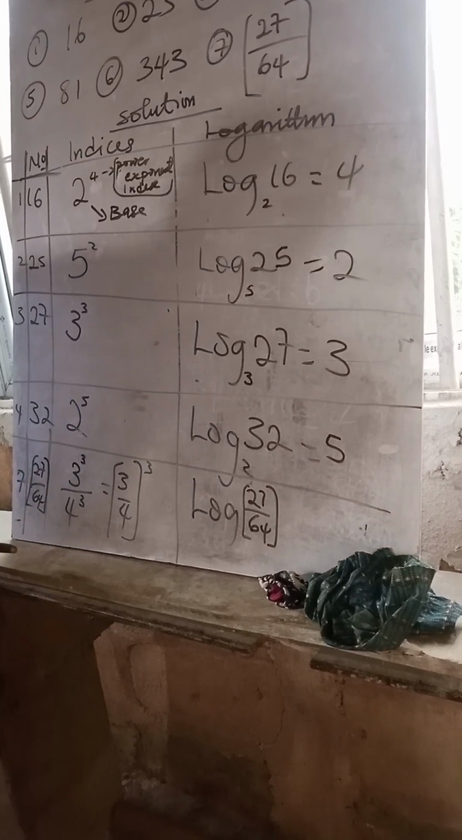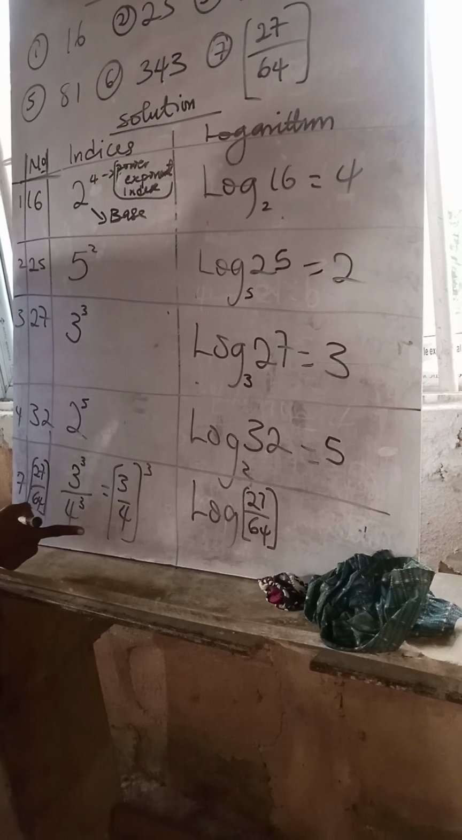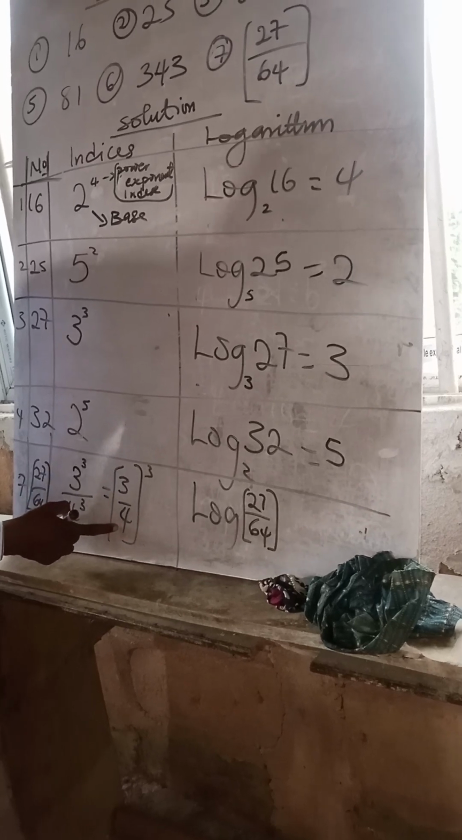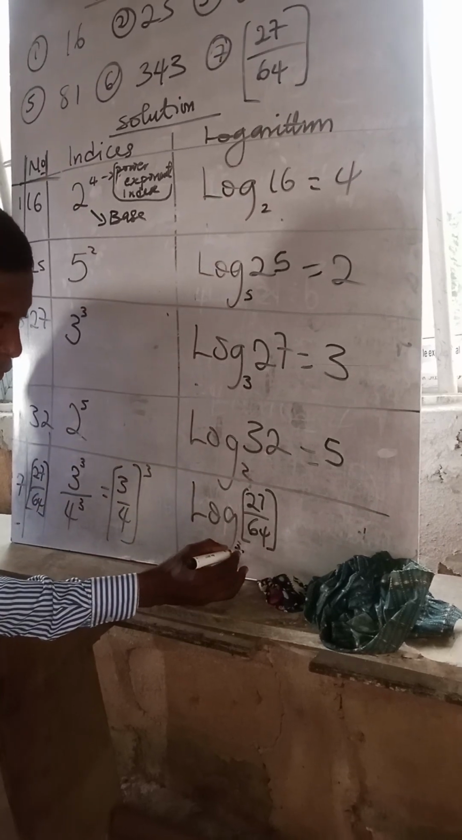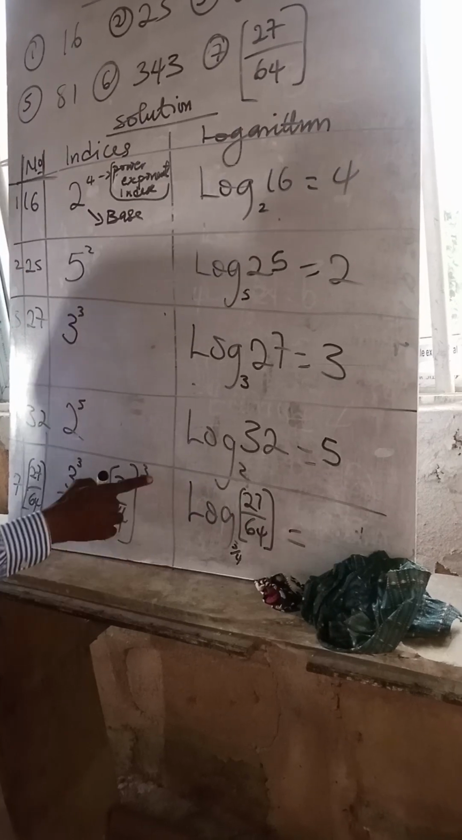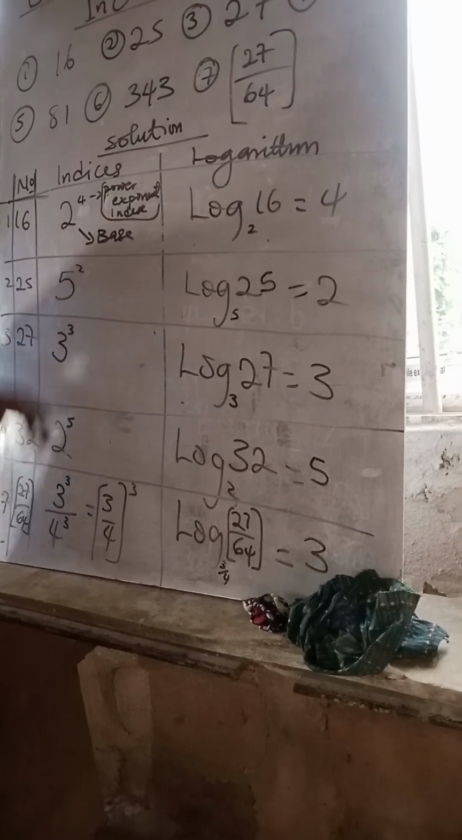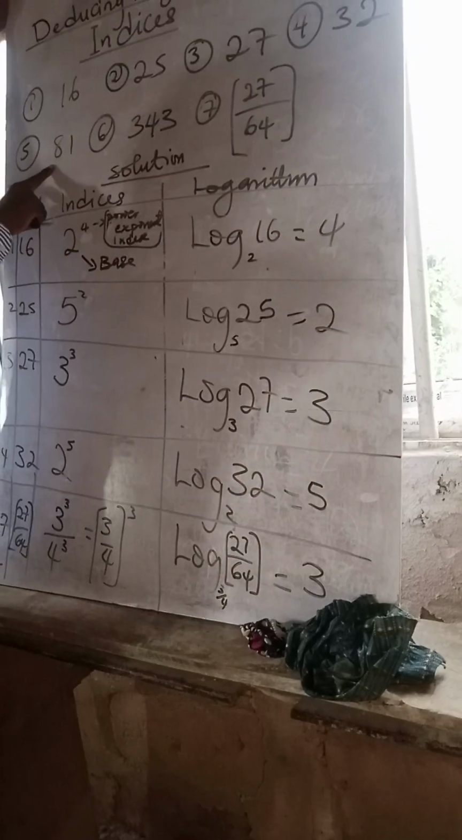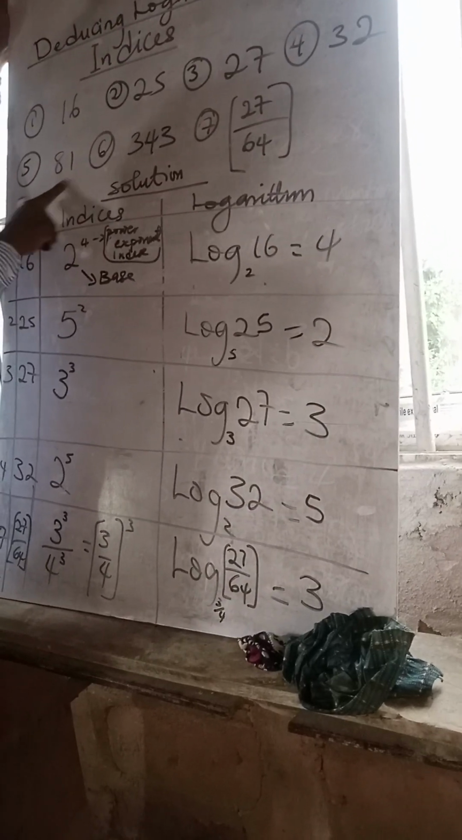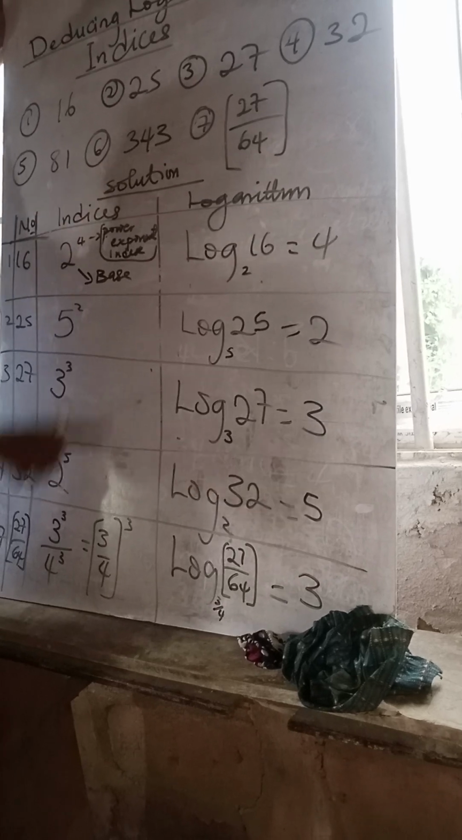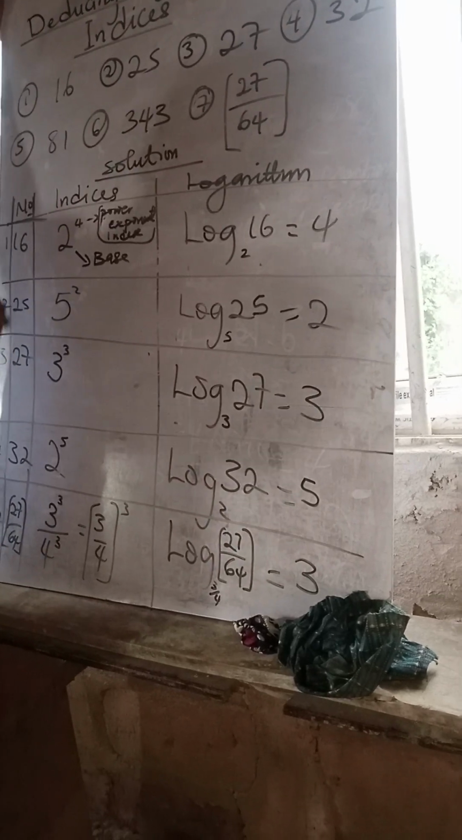What is our base here? Is it not 3 over 4? 3 over 4, that's our base, equals to our power, which is 3. So quickly, take note: you are going to do number 5 and 6 as your classwork. Then please leave your answer in the comment section. We'll look into it and I'll also give you the answer.